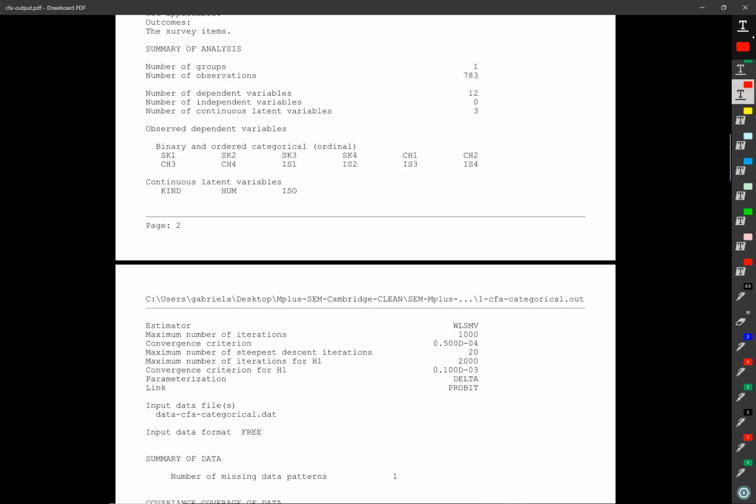Underneath you get the summary of analyses. Why don't you have a look and try to think about what each of these numbers here represent, and also about what these two lines mean.